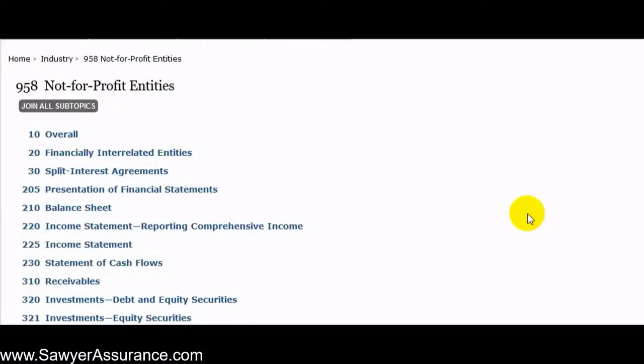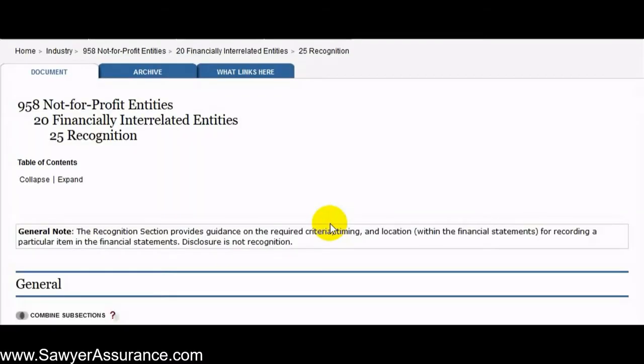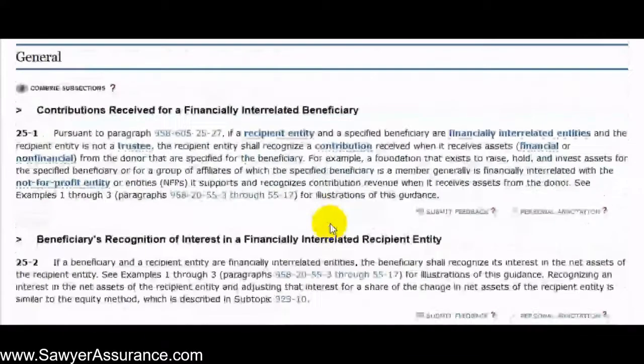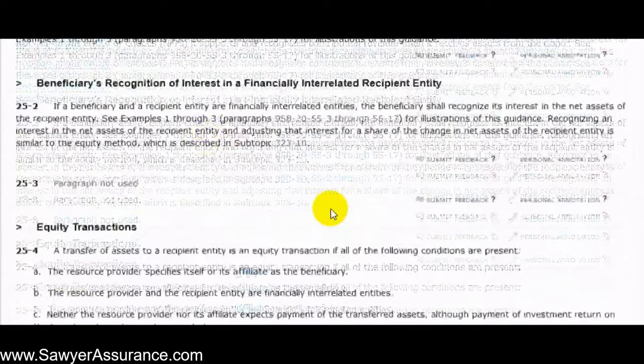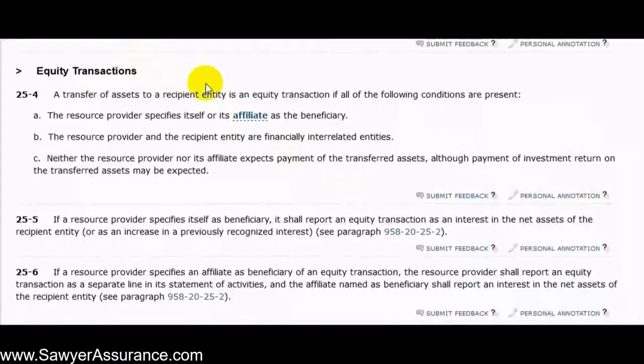Okay, so now in this video, we're continuing our discussion of topic 958, not-for-profit entities, and subtopic 20, financially interrelated entities. And up until now, we've understood what types of entities would be called financially interrelated, and that was in the scope section here. And now we're still in the recognition section, where in the prior two videos we discussed contributions received for a financially interrelated beneficiary, and then recognition of interest in a financially interrelated entity. And now we're going to be talking equity transactions.